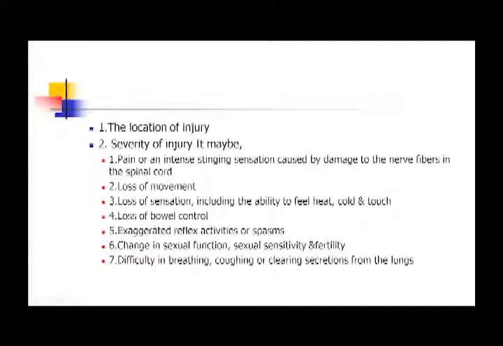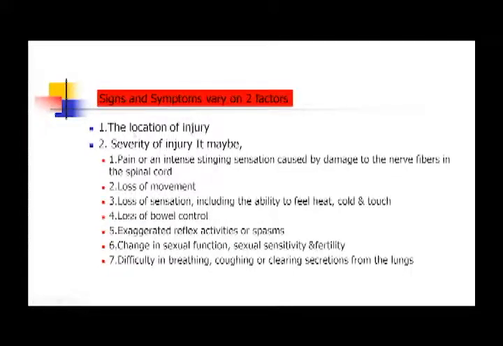Remember also that the signs and symptoms of patients with SCI will depend on two factors. So we have here the location of the injury, kung saan affected. Lumbar ba yan, thoracic ba yan, or cervical area. What else? It will also depend on the severity of the injury. Paano pag necrosis already, there is total destruction or damage to the spinal cord? Of course, mas magiging permanent yung effect niya.